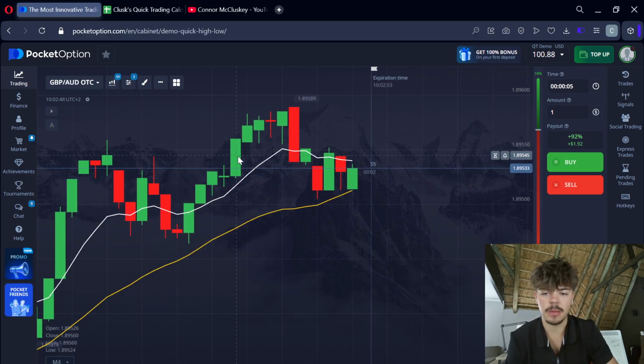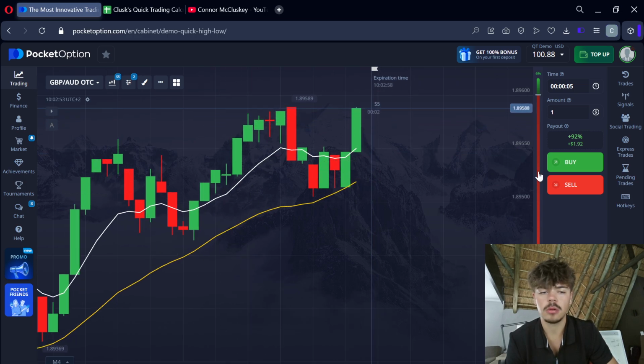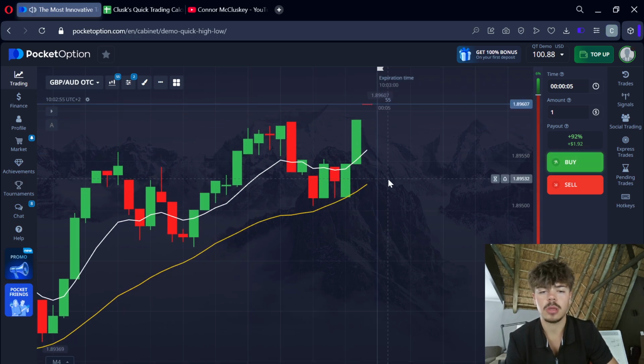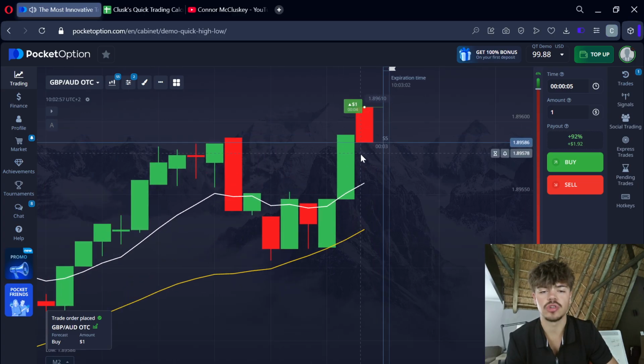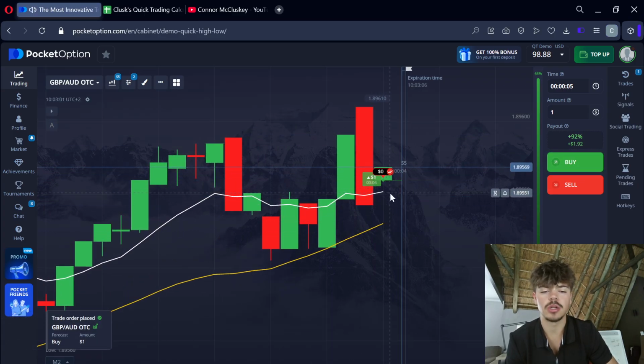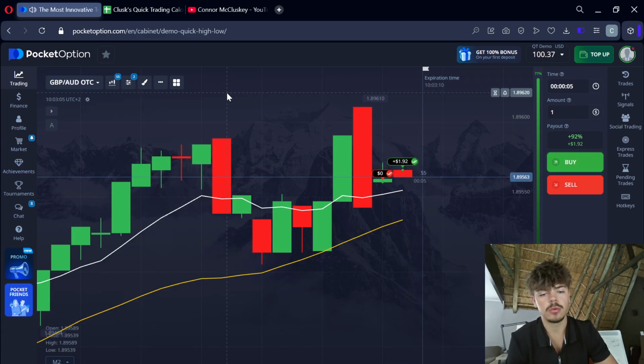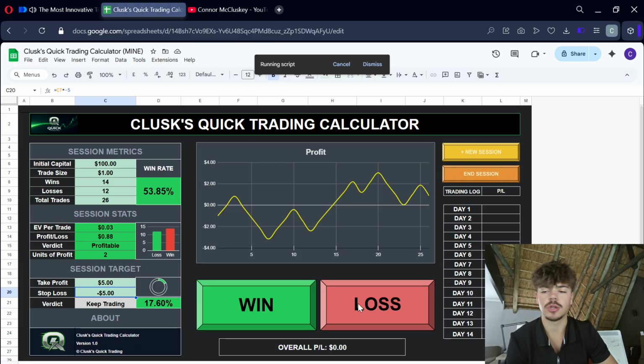Ideally, also, if you want to be taking buys, it needs to be above your 10 EMA or your white line, like this. That obviously just gives you a bit of a stronger trend. And then obviously below, if you're looking for sells, there's our next entry over here for the break-even trade. Perfect. Okay, so we had a losing trade and a winning trade.